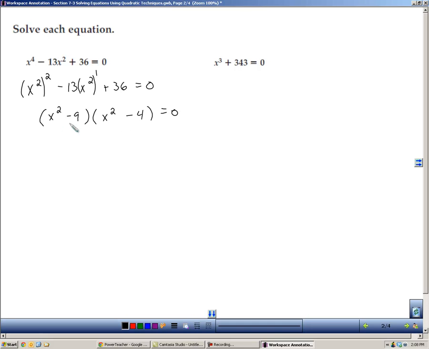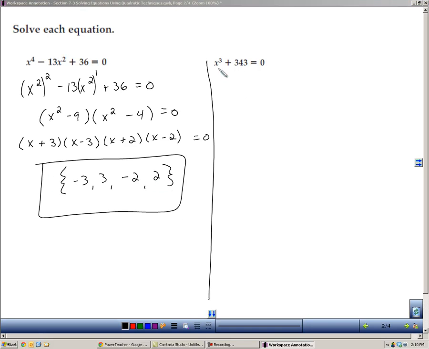Now before we can solve this, we notice, hopefully, that these are both difference of squares, which will factor again into x plus 3, x minus 3, and x plus 2, x minus 2. And then using the zero product property, we find that there are four solutions here: negative 3, positive 3, negative 2, and positive 2.